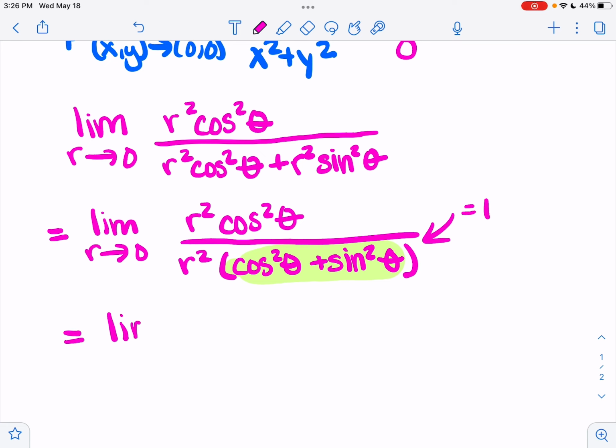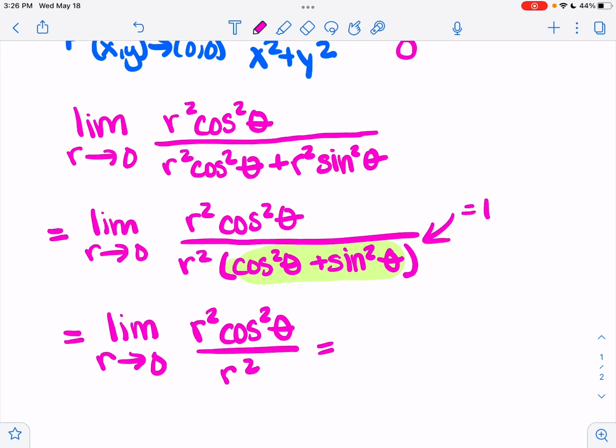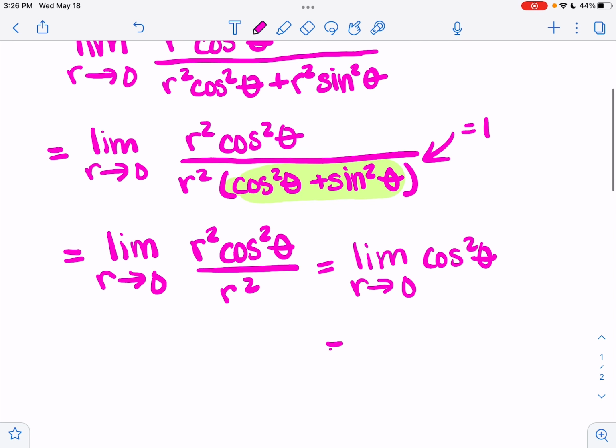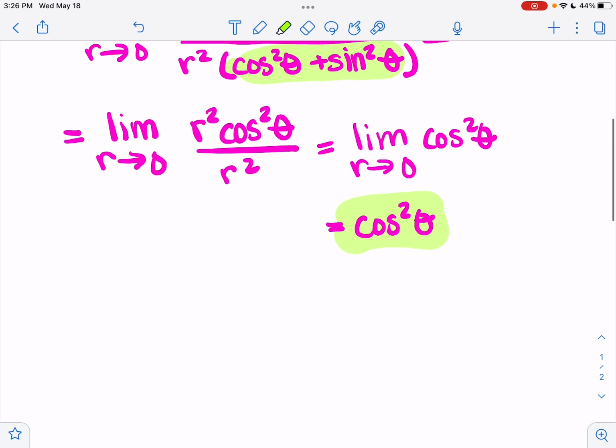And so we have the limit as r goes to 0 of r squared cosine squared theta over r squared. The r squareds cancel. And the limit as r goes to 0 of cosine squared theta, well, there are no r's in cosine squared theta, so that's just cosine squared theta. Now, what does that mean? That means the limit we get depends on our angle of approach. It depends on what theta is. And so we can say that the limit does not exist, which is consistent with what we found from the two-path test earlier.